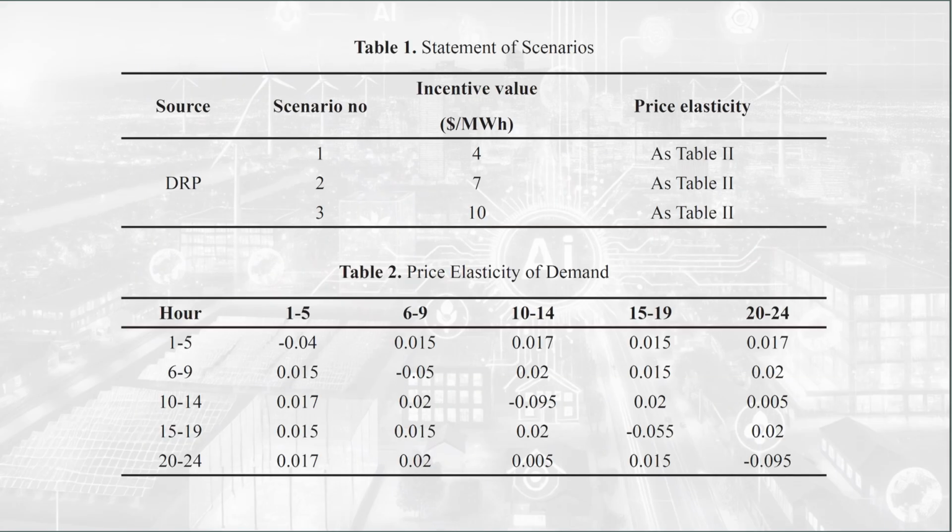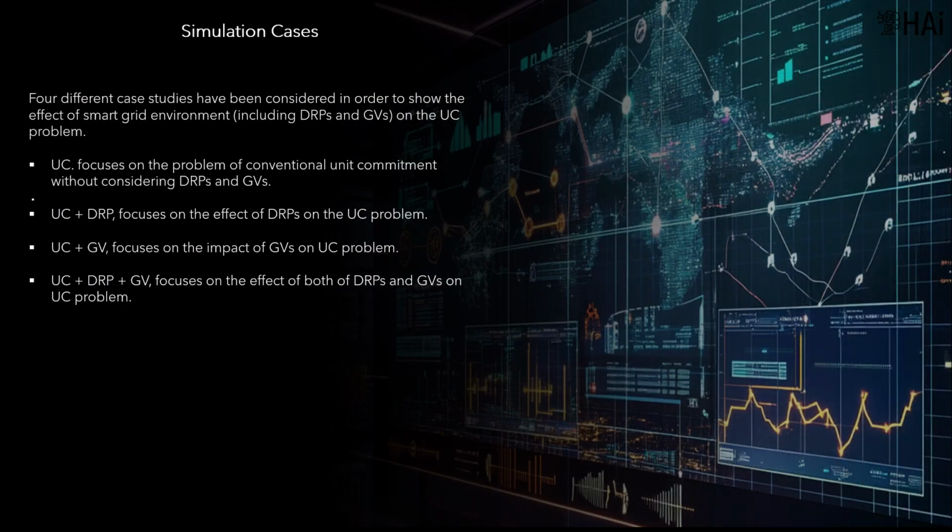The voluntary IBPs have been introduced in the table of statement of scenarios. The price elasticity of demand is provided in the table of price elasticity of demand. Four different case studies have been considered to show the effect of the smart grid environment, including DRPs and GVs, on the UC problem. UC focuses on the problem of conventional unit commitment without considering DRPs and GVs.